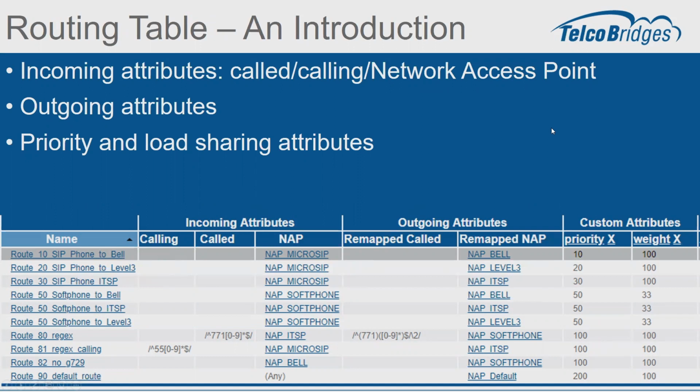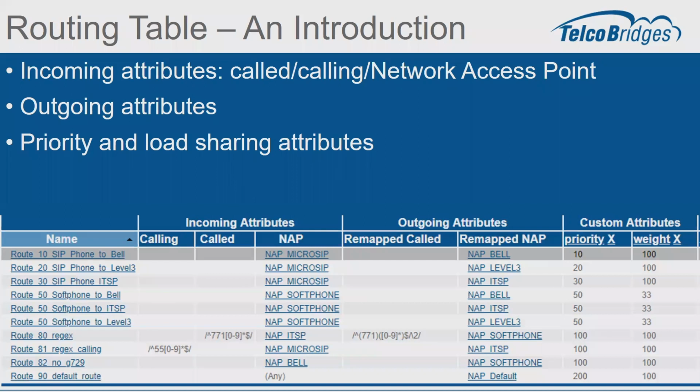Then you have outgoing attributes, where you can remap either the called or the calling number and choose the outgoing network. And you can add some custom attributes to that, for example, priority, weight, and there can be others. So some basic calling and network access point parameters can drive the destination of where the calls are going to go.